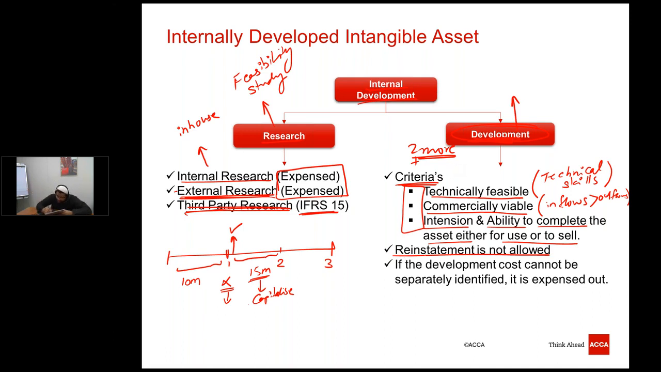Reinstatement means capitalizing the previous amount which has been expensed, which is not allowed. Once an amount has been expensed, as it was not meeting the criteria, you cannot capitalize it back. The amount should remain as expense, as this is a change in accounting estimate, so it should be dealt with prospectively.